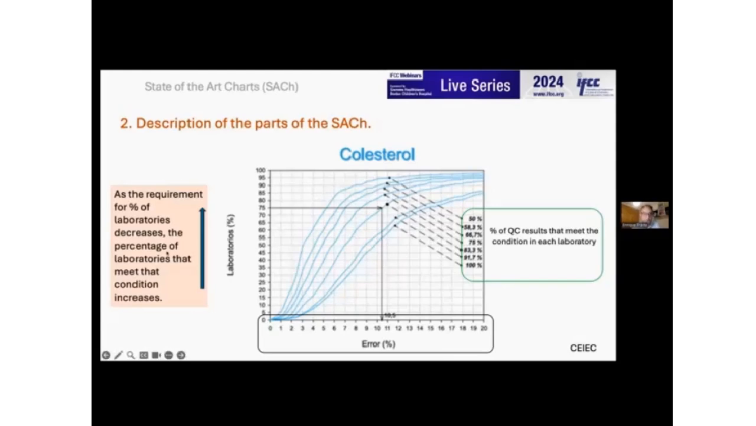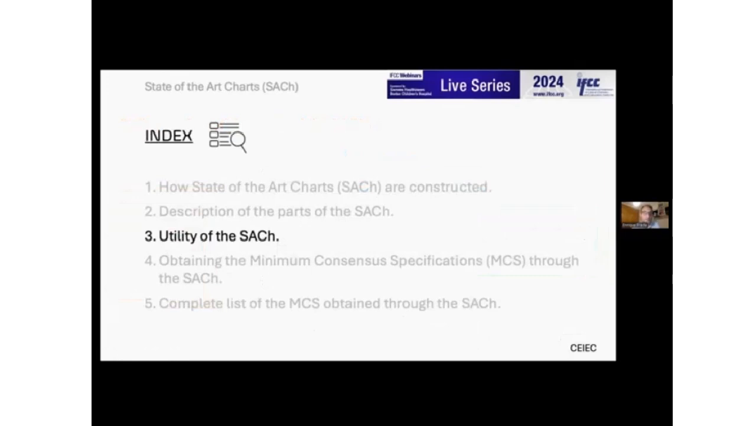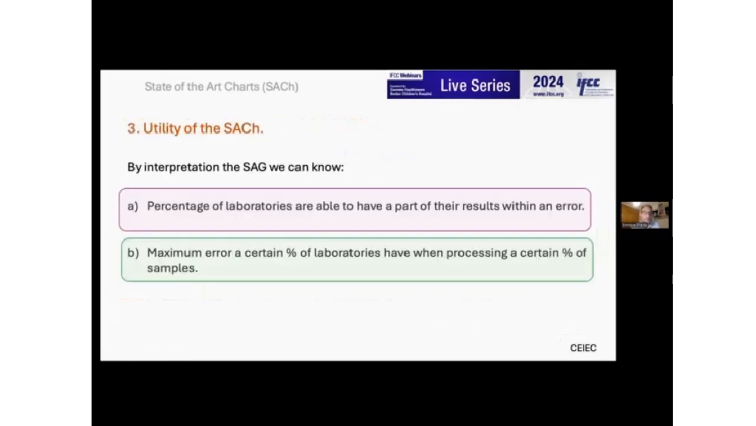What is the utility of these state-of-the-art graphs? Well, they can be given two approaches. On the one hand, we can see what percentage of laboratories can have a part of their results below an error, as we will now see.